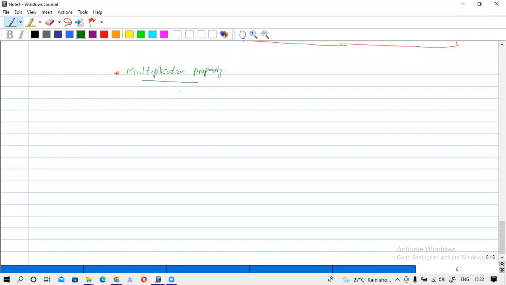Multiplication property means, in the same manner, if we have x[n], the time domain sequence, and we get the Z transform, we will have capital X(z). Let's say the ROC for this signal is R. So the multiplication property means, if you have multiplied this signal by something.